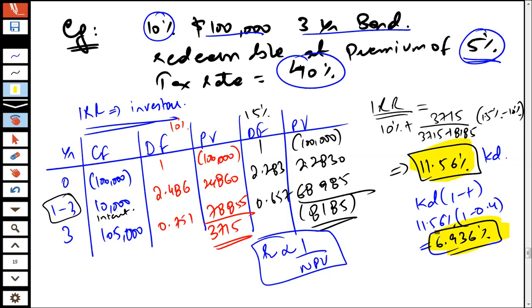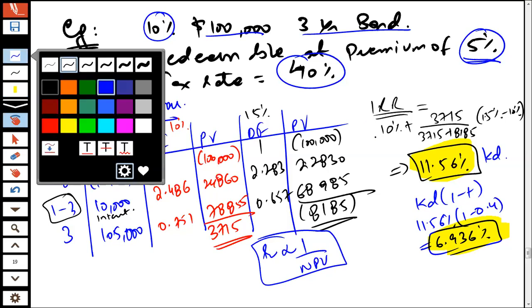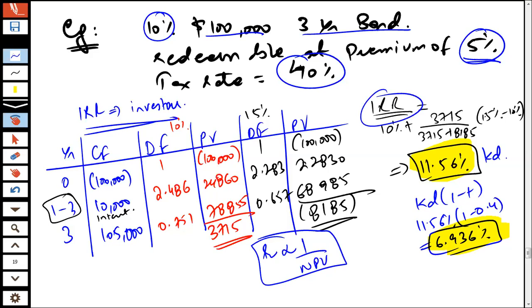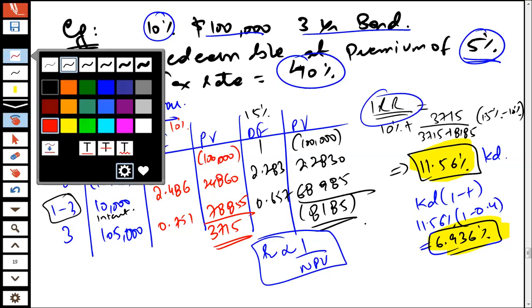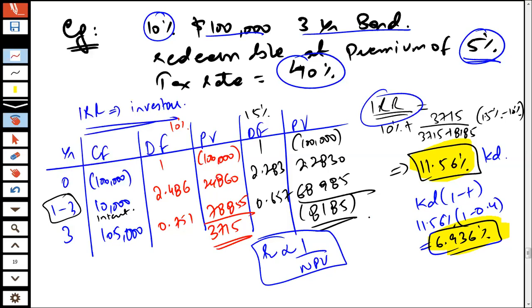Now let's move a bit forward and discuss further. A lot of books would suggest this method of computation, but what ACCA prefers is not this method. There's a flaw in this method, and the flaw is with respect to this figure. When we do KD(1 minus T), this 11.56 incorporates 100,000, 105,000, everything, and only this 100,000 is deductible for tax. This is not deductible.